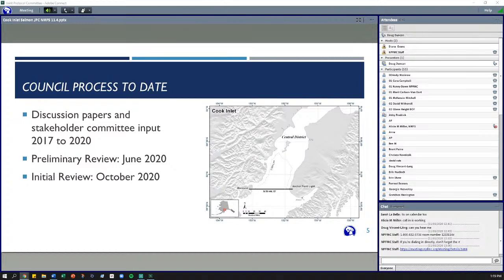So the council, again, has been working on this since 2017, both through the conventional analytical process, 3 discussion papers that are all available on the council website to track the development of this action, and then also the history is summarized in the October, the most current version of the analysis.